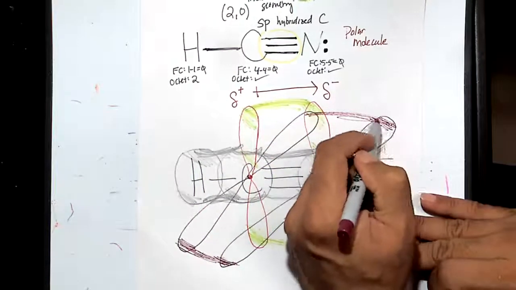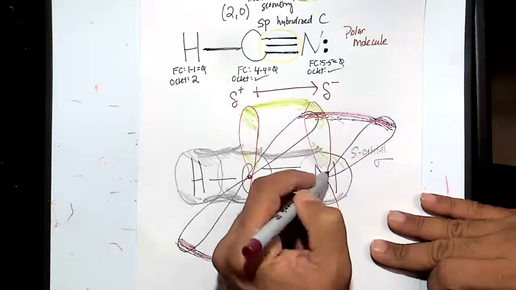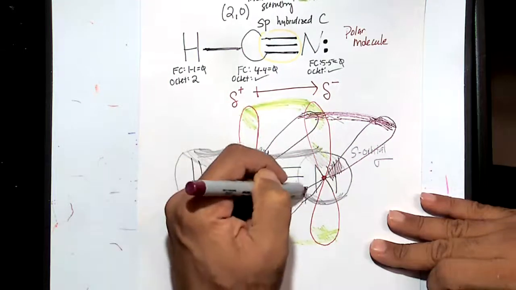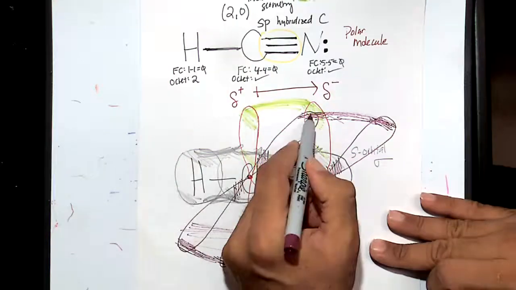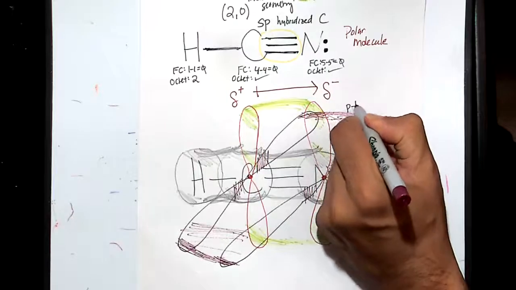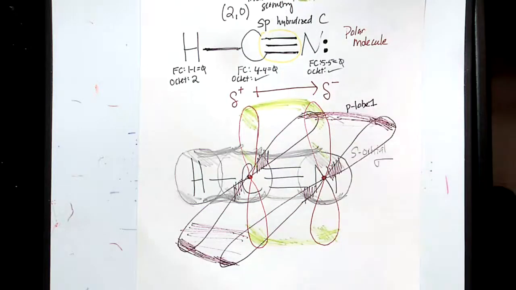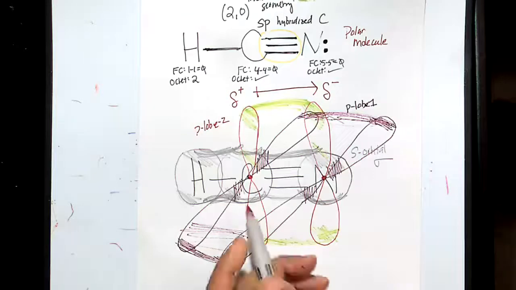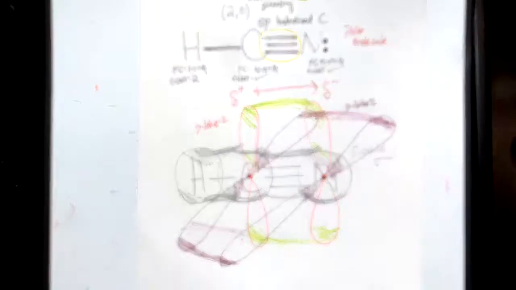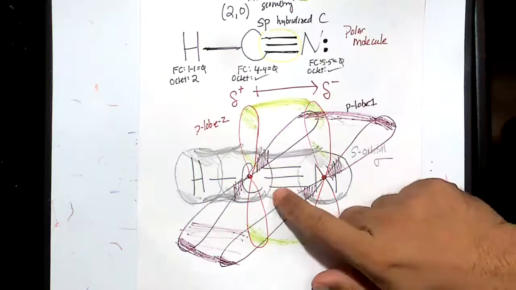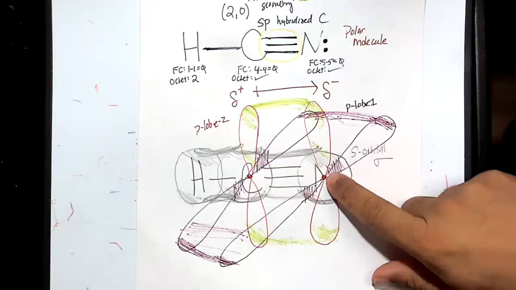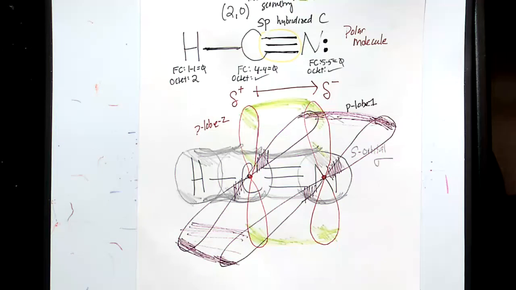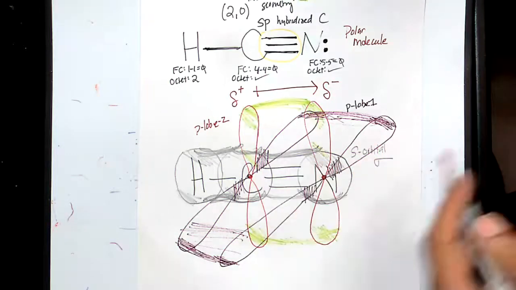Okay? We have some nice overlap between p orbital 1. I'll call this p lobe 1 in the purple, and then in the red we'll call p lobe 2. Okay? The overlap of the p orbitals of carbon with nitrogen, and an overlap of a second p orbital of carbon with the second p orbital of the nitrogen. The bottom line is that a triple bond is an overlap of two p's and one s.